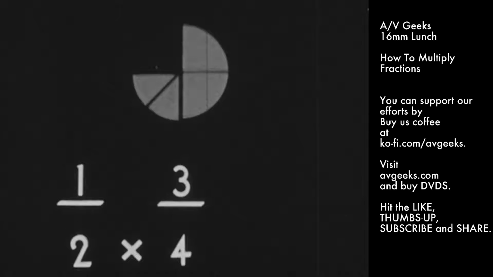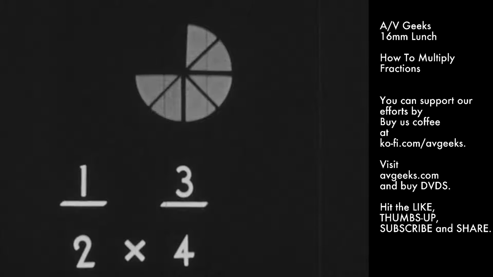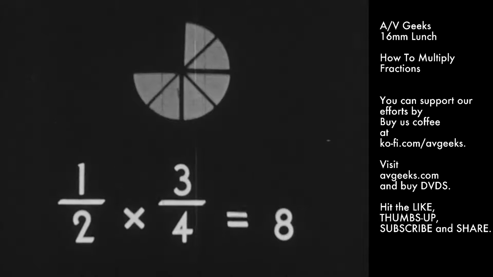The original pieces were fourths. Now they are 2 times as small. Two times 4 equals 8. So now our parts are 8ths. Then we multiply the numerators together.